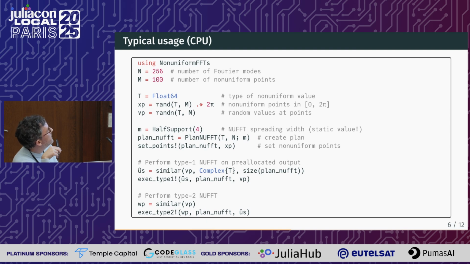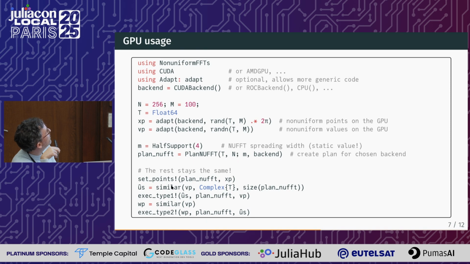If you want to use it on the GPU, it's almost the same. You load your GPU package. Here we also use Adapt for convenience, and you choose the backend. This is the KernelAbstractions backend associated to CUDA, and you define data on the GPU. Then you create the plan with the chosen backend, and the rest stays the same. You apply the plan and do your transforms.